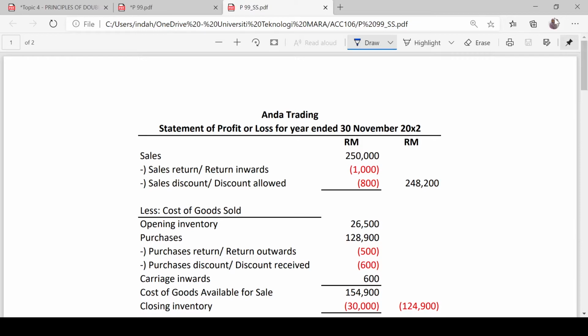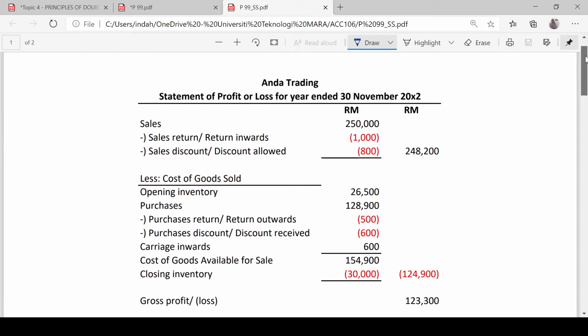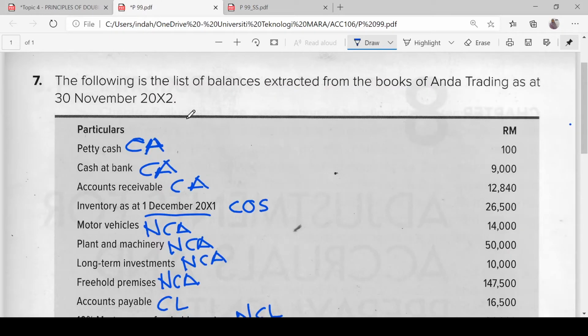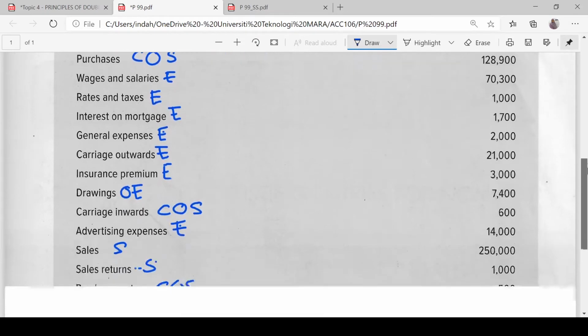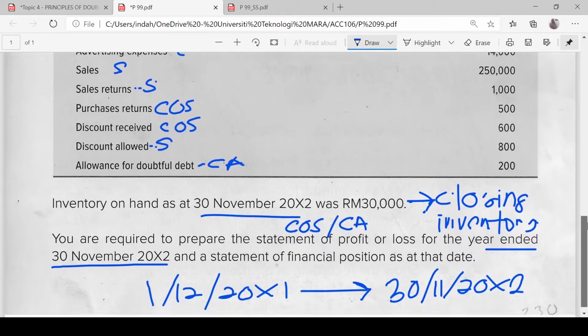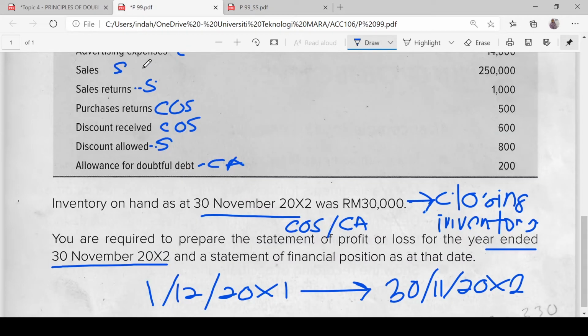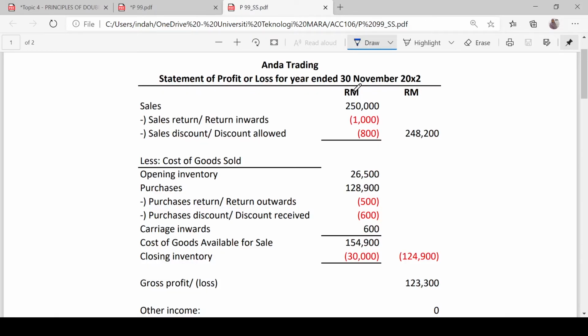Okay, so I have prepared one here. I transfer from the question, from the items that we have identified. In the statement of profit or loss, we are going to start with sales. For example, here we have sales of 250,000, so we simply transfer the amount to here.